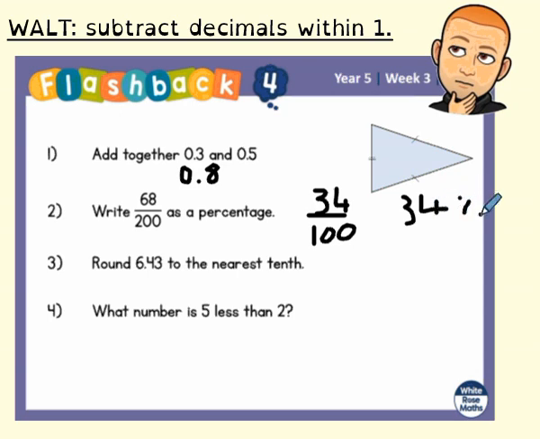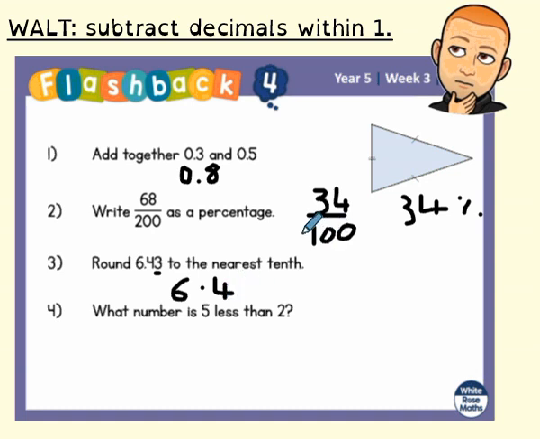Question number 3. Round 6.43 to the nearest tenth. So to do this, I need to look at the hundredths column and work out, am I rounding to 6.4 or am I rounding to 6.5? Because the digit in the hundredth column is less than 5, I need to round it to 6.4. It's closer to 6.4 than it is to 6.5.